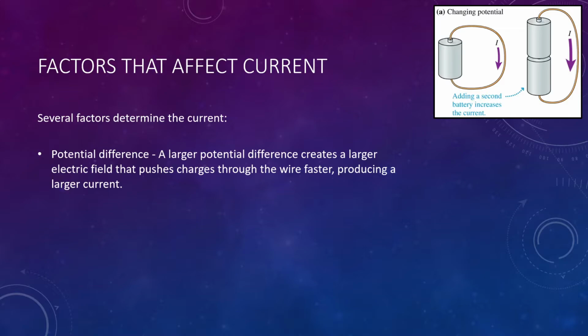Altogether, we're going to start learning about something that is dictating how current is going to flow through our circuits. There are several factors that determine what current you're going to get through a circuit. It's not just how much power you have or how big of a battery you have, although that is our first point here. The potential difference will certainly dictate how much current you have, because a larger potential difference will create a larger electric field that can push the charges even harder or faster through the wire. In other words, giving you a larger current.